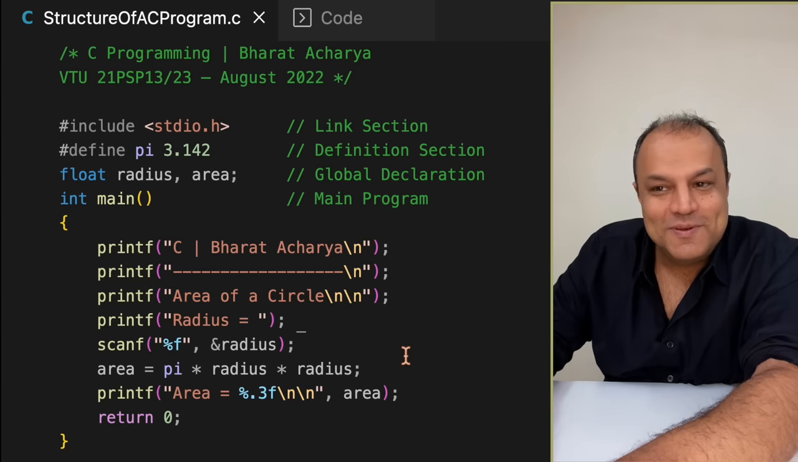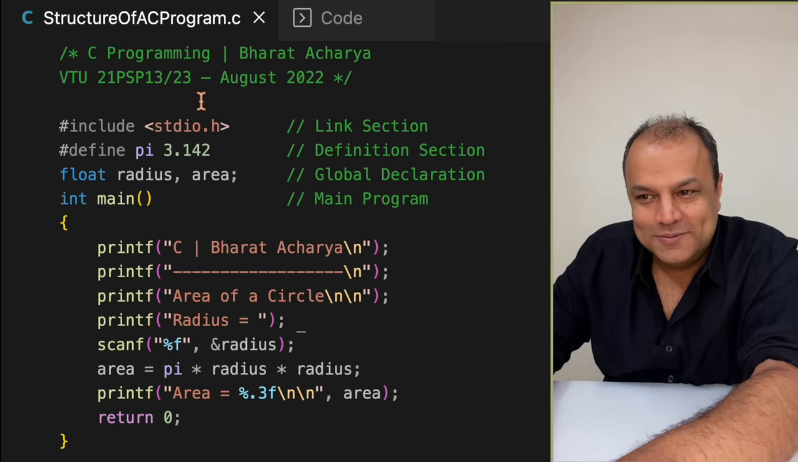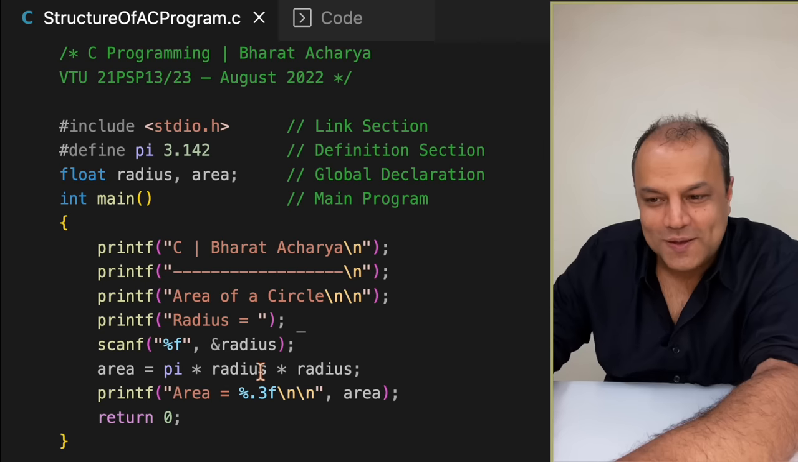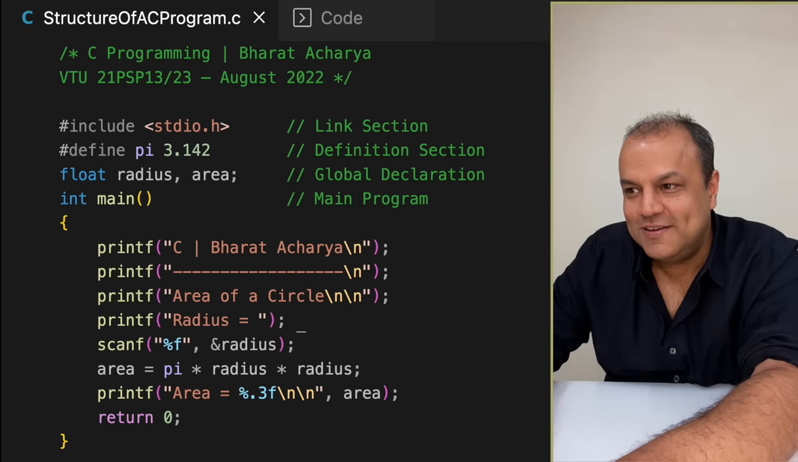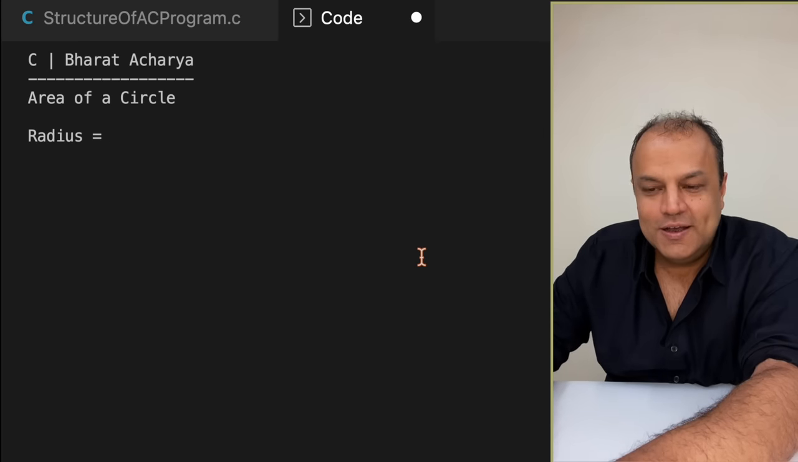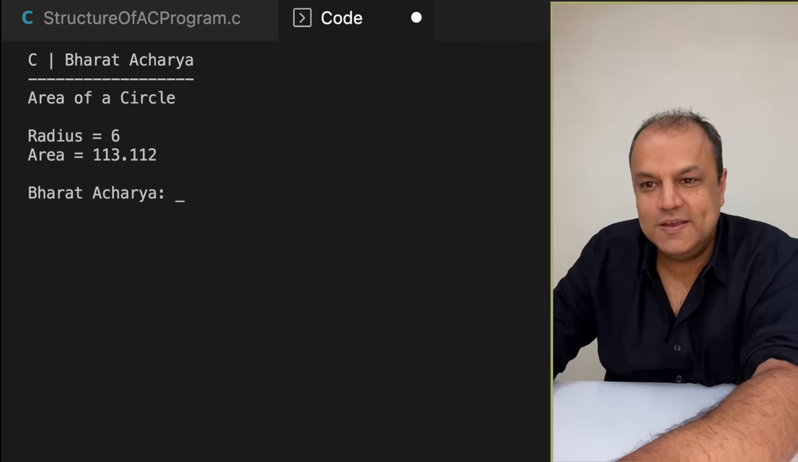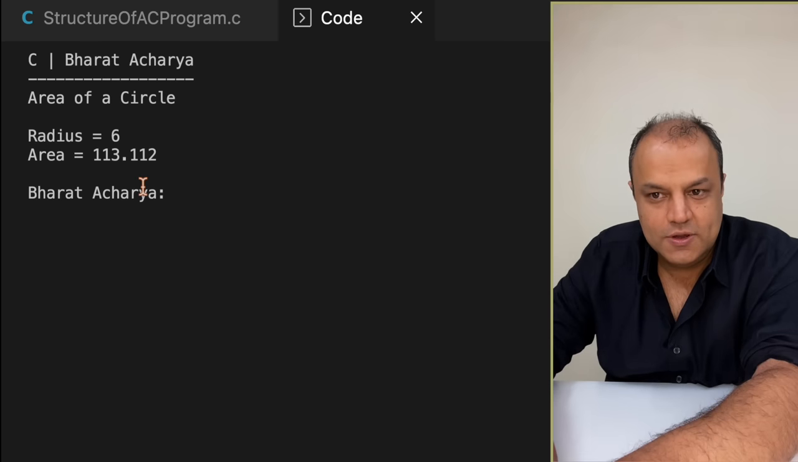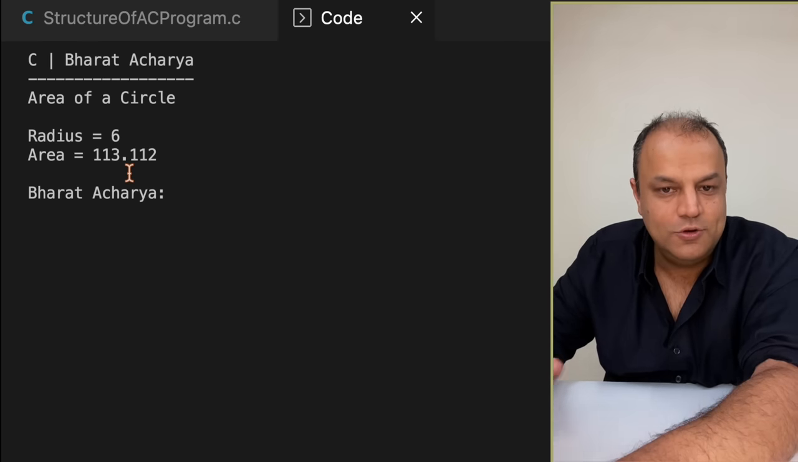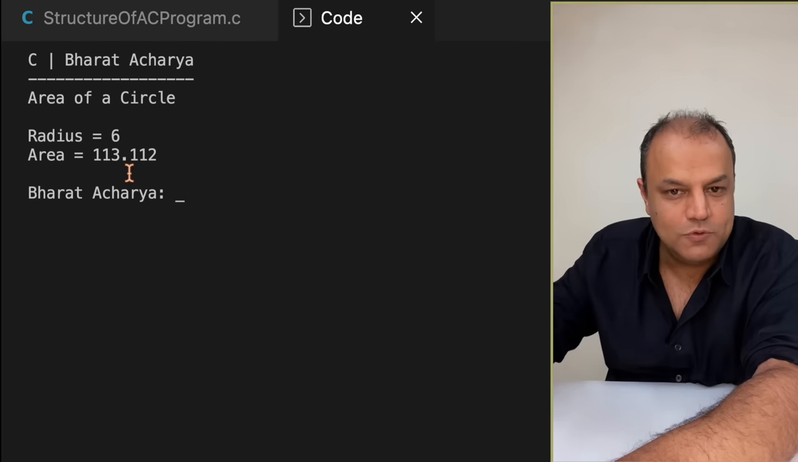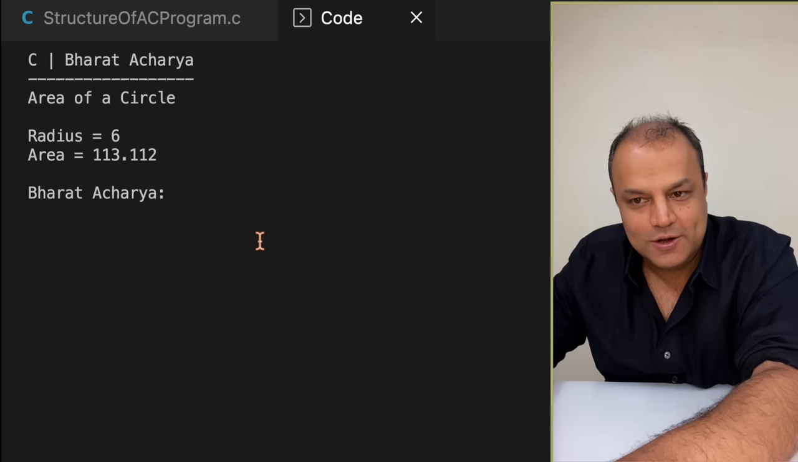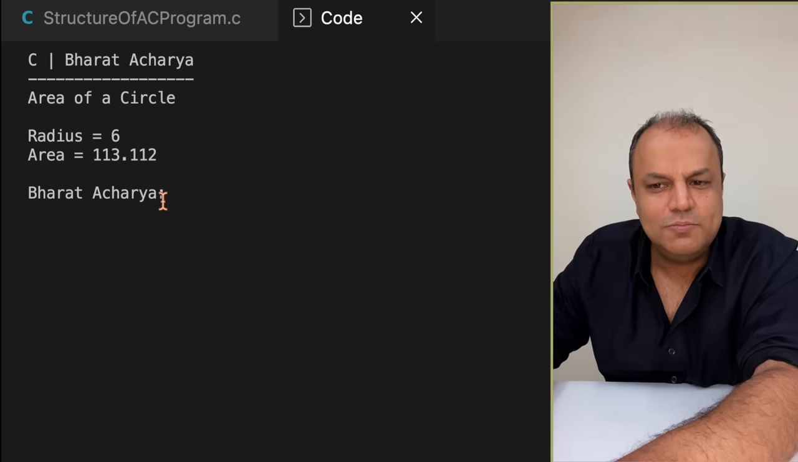Remember the program that we discussed? The first program where I showed you the structure of a C program. Let's run this. I'll show you the output. Area of a circle, let's say the radius is 6 and your area is 6 into pi into r into r. So 3.142 into 6 into 6 is what you get over here. You can verify it with the calculator.